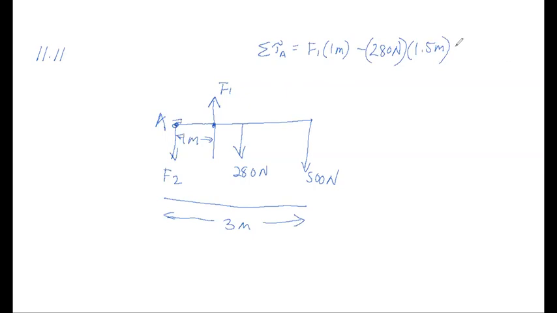And then the torque that the diver is producing is 500 Newtons. That's a negative as well, and that's times 3 meters. And so solving for F1, we're going to get F1 equals 1,920 Newtons. So that is the force at that support.